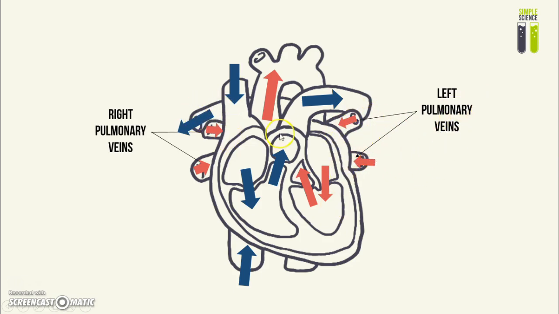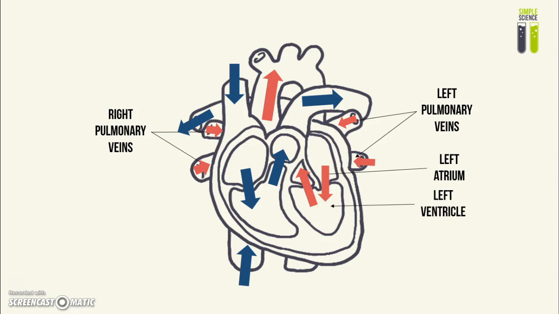And as you can see in this diagram, there are the right pulmonary veins and the left pulmonary veins. However, in the exam, it is much more likely that they would just put it on the left side for simplicity. And once the blood has traveled through the pulmonary veins, it travels into the left atrium. The left atrium then pumps the blood into the left ventricle.